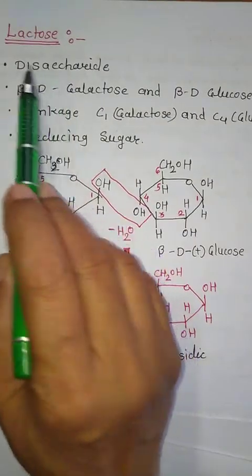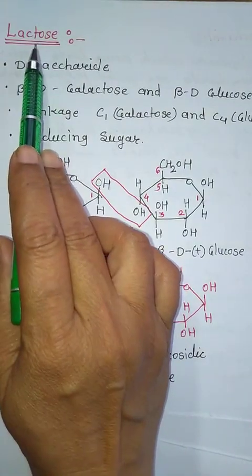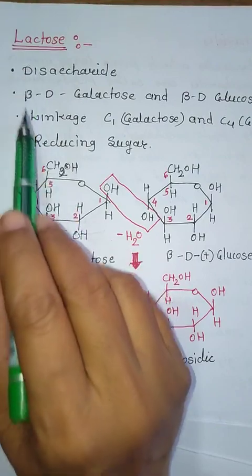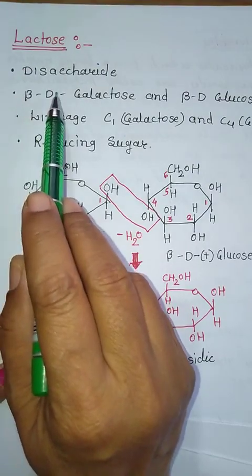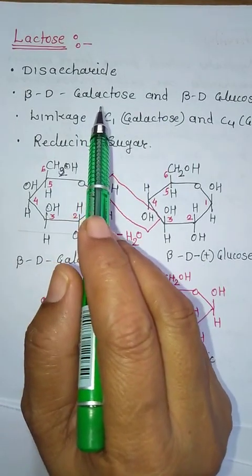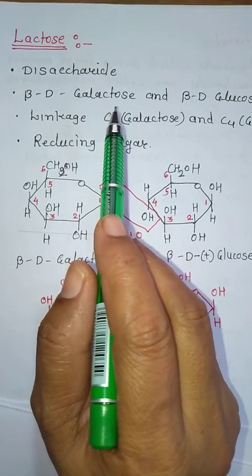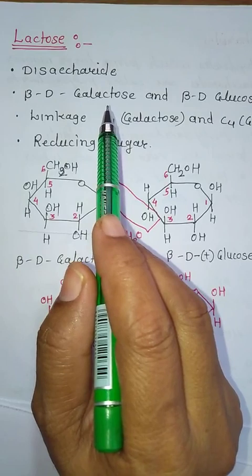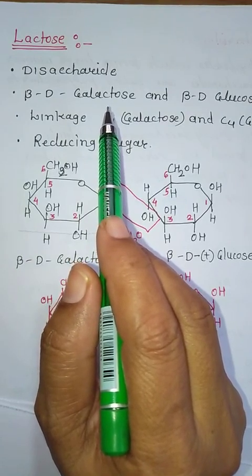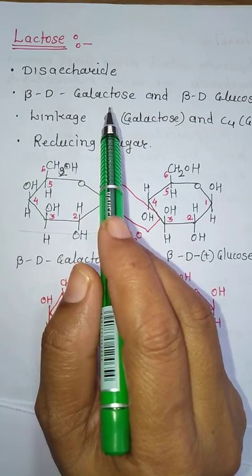Here another disaccharide is lactose. Again the definition is same, but now what are the monosaccharides of lactose? You can see here beta D galactose and beta D glucose. So here you can see there are two different monosaccharides. ठीक है, one is galactose and the other one is glucose, and both are beta.